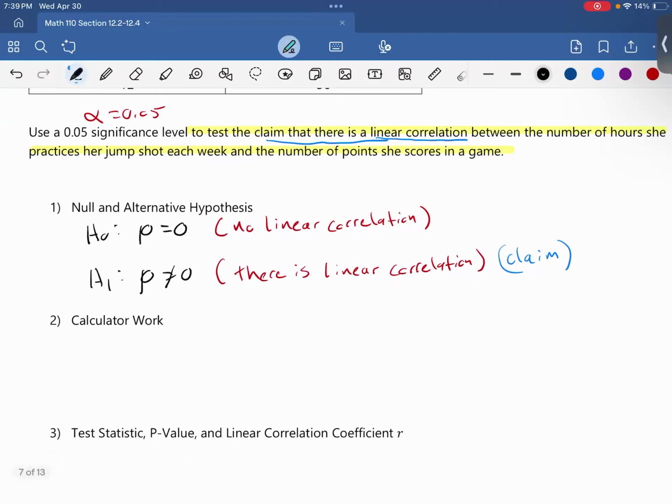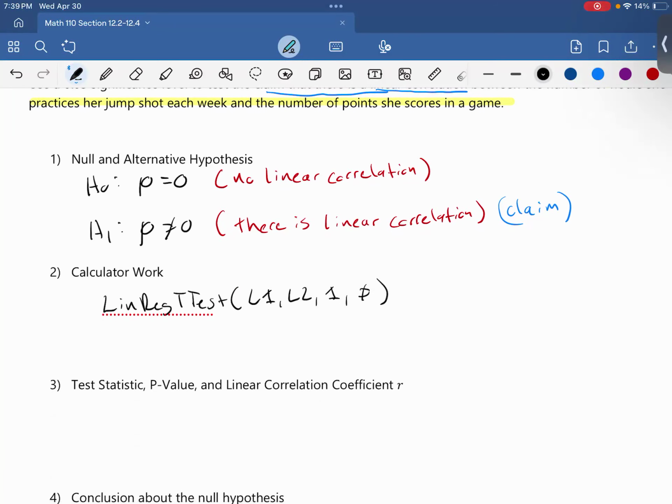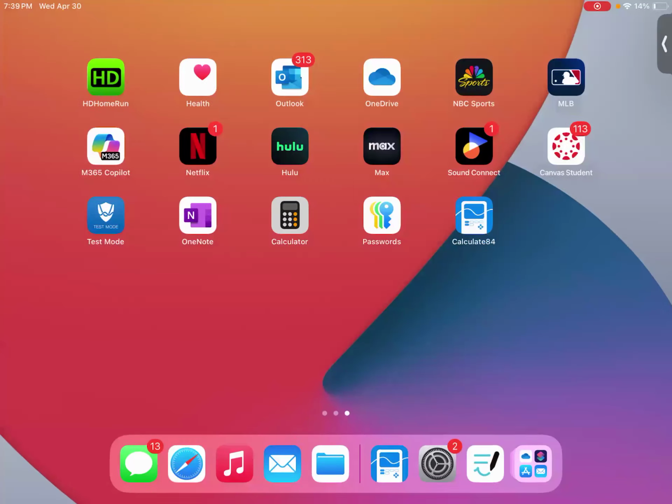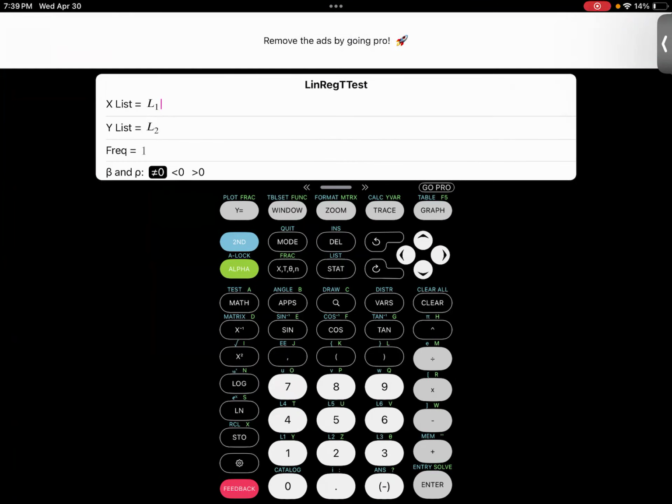Let's move on to the calculator work. Our calculator work is always the same as well. So linear regression t-test, it's always list one, list two, frequency is one, and we're choosing not equal to. These are always going to be the same. So let's go back to our calculator and obtain our test statistic, p-value, and coefficient R. Let's go to stats, go to tests, scroll all the way down to F, and we're in the linear regression t-test. So list one, list two, not equal to option, leave RegEQ blank, and hit calculate.